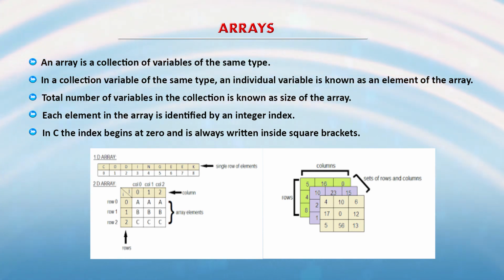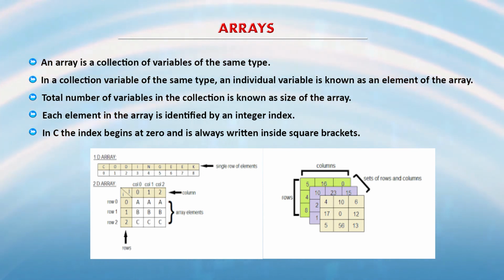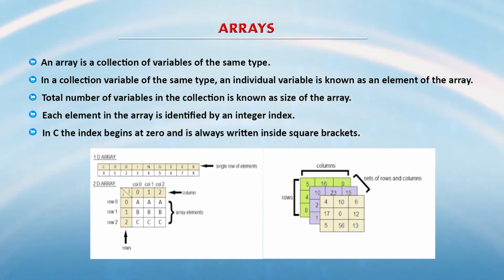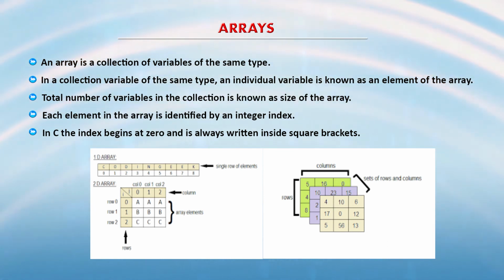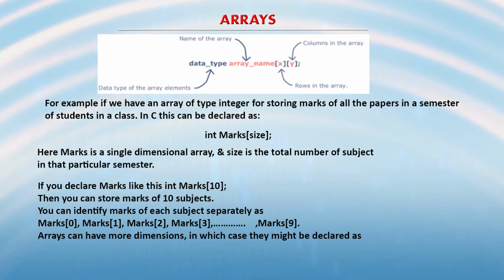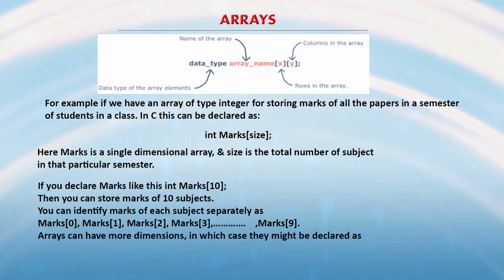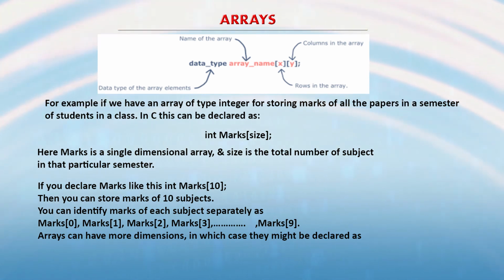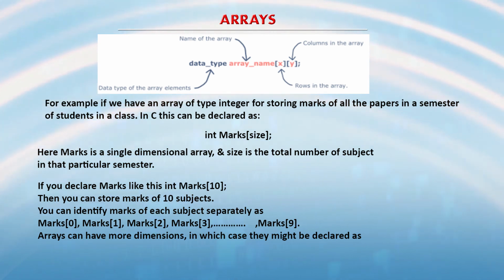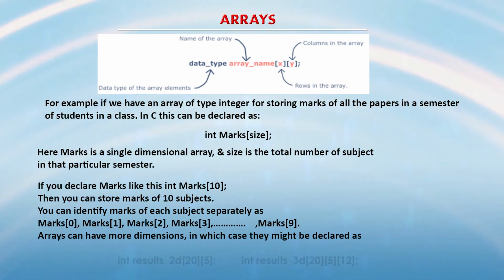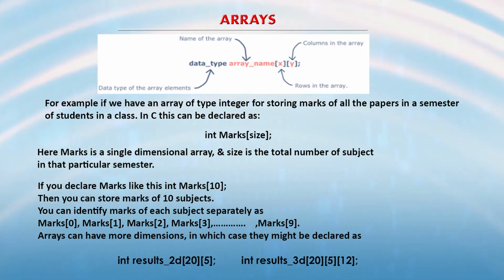So how are arrays defined in a C program? We have a data type, followed by the name of the array, followed by the dimension of the array. Here we have an example, int marks and size. int represents the data type, marks represents the name of the array, and within the square brackets we represent the size.